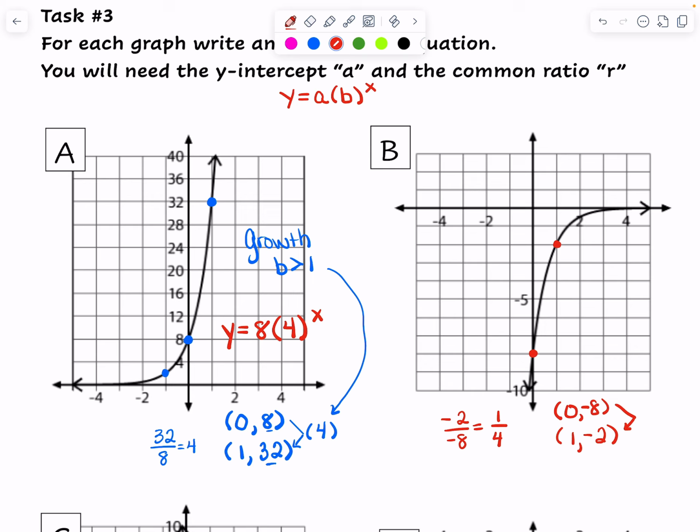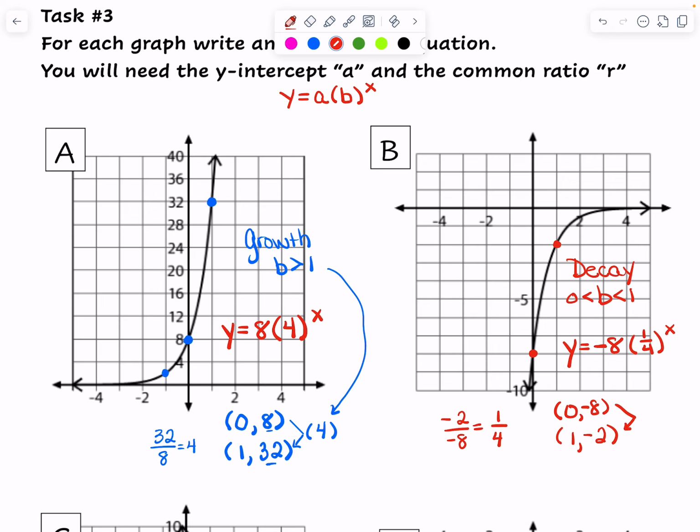So then we have this one here is a decay because from left to right, it's getting closer and closer to 0. Okay, where y equals 0. So that one is a decay. So our B value should be between 0 and 1. So when we write our equation, make sure that the B value is between 0 and 1. Our A value is -8. That's our y-intercept. B is 1/4 or 0.25, either one will work, to the power of x.